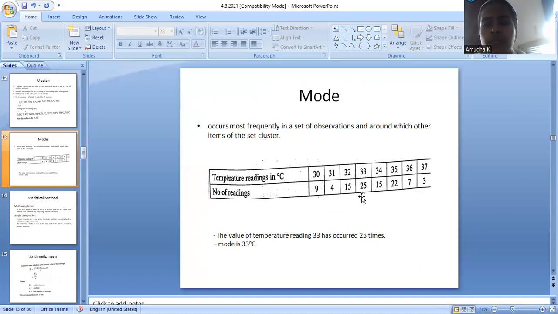This is the answer. So, one observer measures one particular temperature at a particular time, or over a limited range of time. In that, the reading that occurs frequently, the same reading, is called the mode. So in this example, 33 degrees Celsius occurs 25 times, so the mode answer is 33 degrees Celsius.